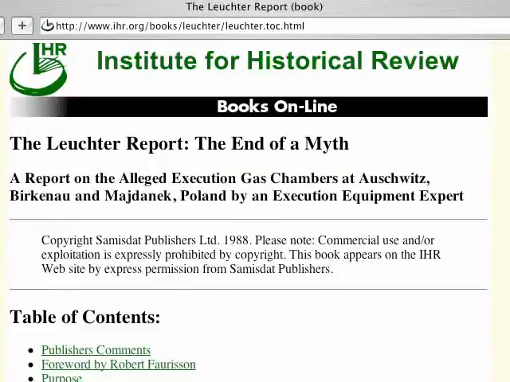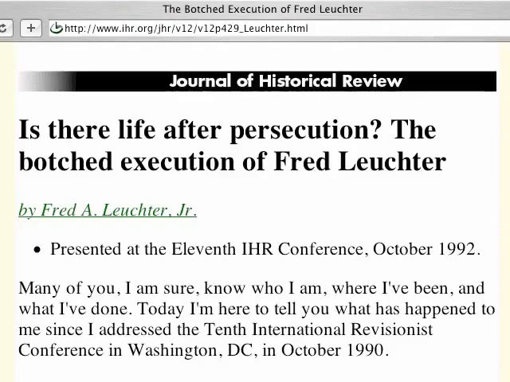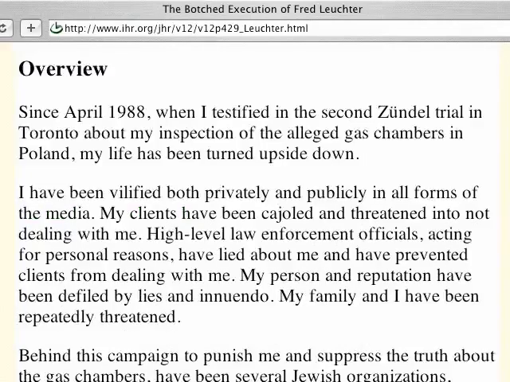His interpretation of the test results made him believe gassings had never happened at Auschwitz. The life change he went through after publishing his results are found in a talk he gave called The Botched Execution of Fred Leuchter, where he writes, "My life has been turned upside down, and my family and I have been repeatedly threatened."